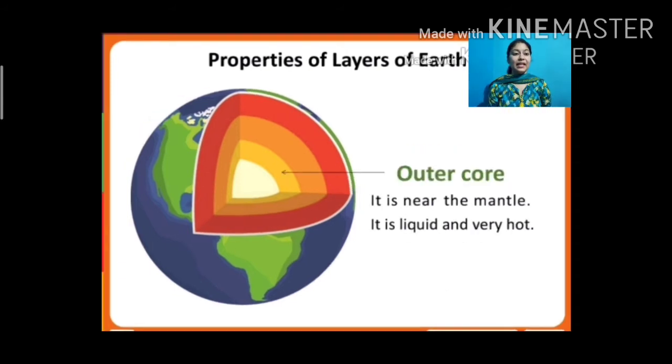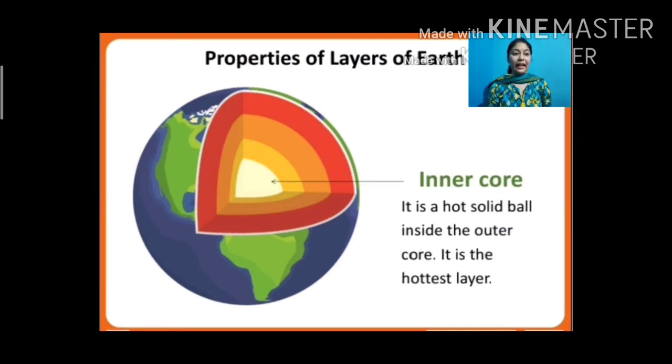Next layer is outer core. Outer core is near the mantle. Just below the mantle there is outer core, and it is liquid and very hot. Next layer is inner core. After outer core there comes the inner core, and it is a hot solid ball inside the outer core, and it is the hottest layer. So it is very hot.